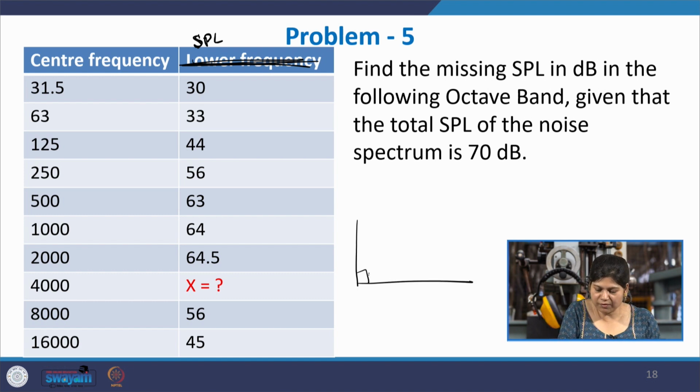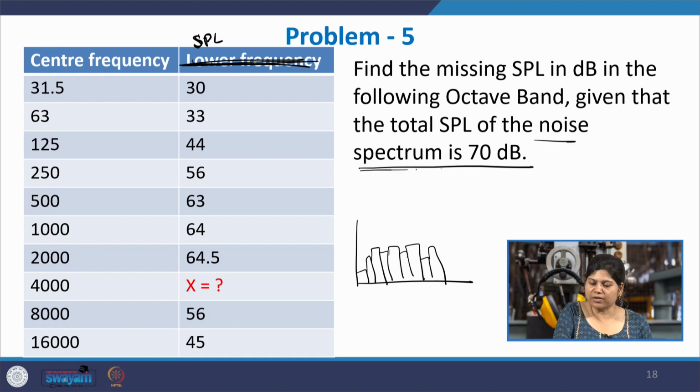Basically we are getting these values, the various values at the various octaves, which have been measured, and it is given that the overall noise level of this spectrum is 70 decibels. You do not know what the noise is at the 4000 band. So, you have to find this missing noise. Let us see how to solve this.